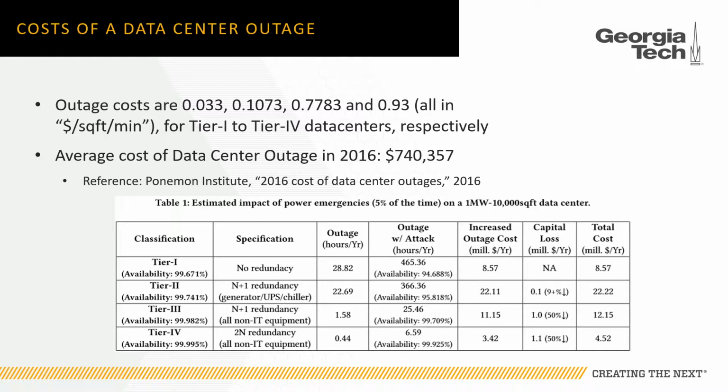And as reference, the paper provides that in 2016, data center outages on average cost $740,000 per occurrence. Information provided by the Ponemon Institute on their 2016 Cost of Data Center Outages report.